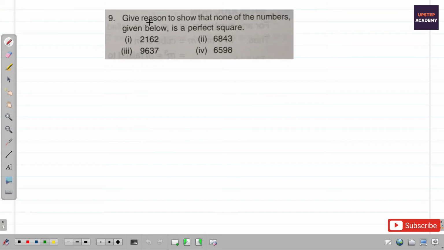Question number 9 is, give reasons to show that none of the numbers given below is a perfect square. Let's take the first example, 2162. Here the number at the units place is 2, and we know that if the number at the units place is 2, 3, 7 or 8, then that number cannot be a perfect square. So that is the reason with which we can show that 2162 is not a perfect square. Similarly, we can show 6843 is not a perfect square. Similarly, 9637 and 6598 are also not perfect squares.